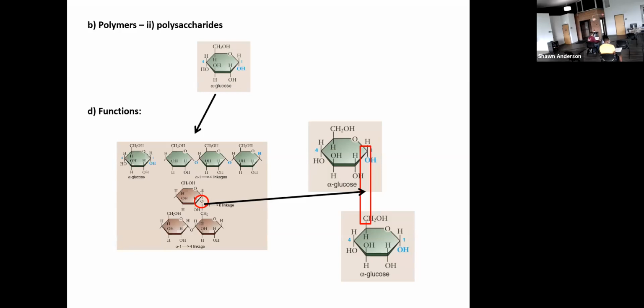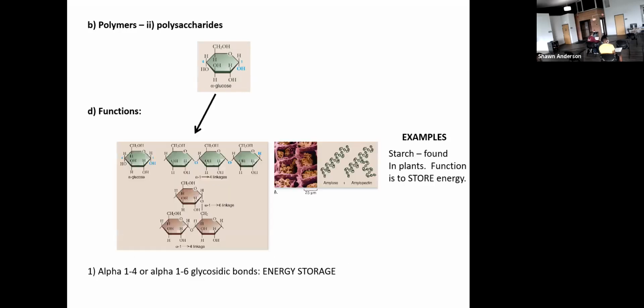Alpha glucose can form all kinds of different structures, which gives it a particular function in your cells. Molecules that are the result of the formation of alpha 1,4 or alpha 1,6 bonds, their function is to store energy. Because this alpha 1,6 linkage gives the molecule the capability of forming these branched, complex carbohydrate molecules.